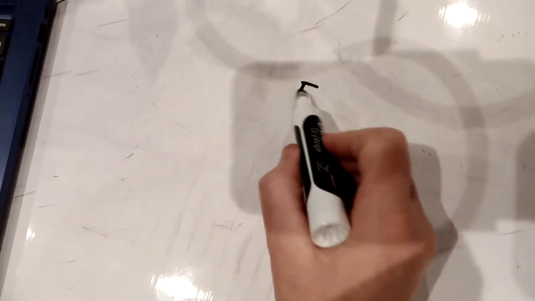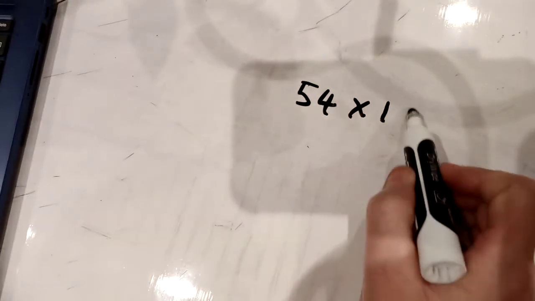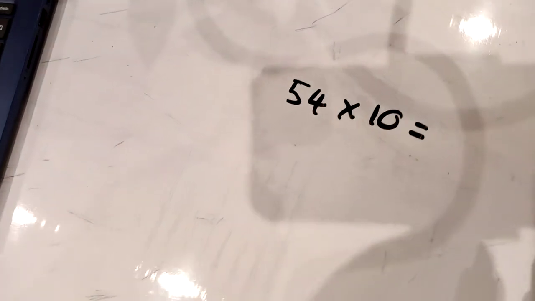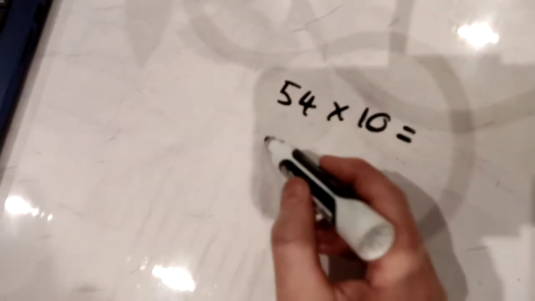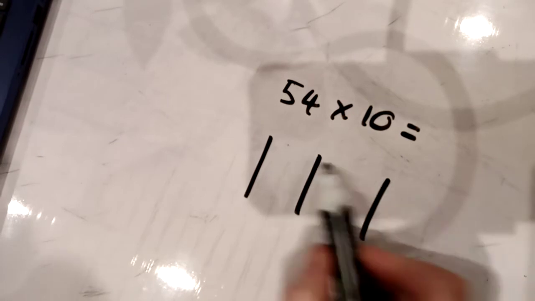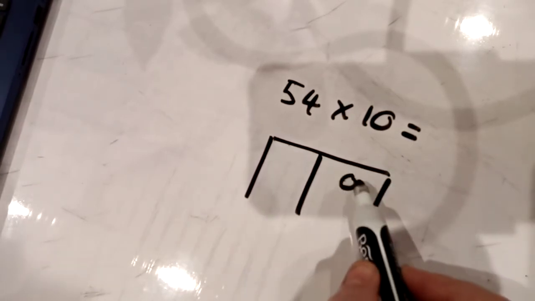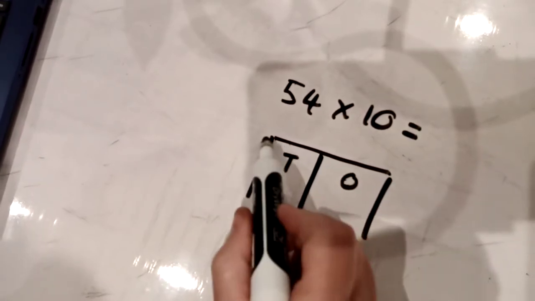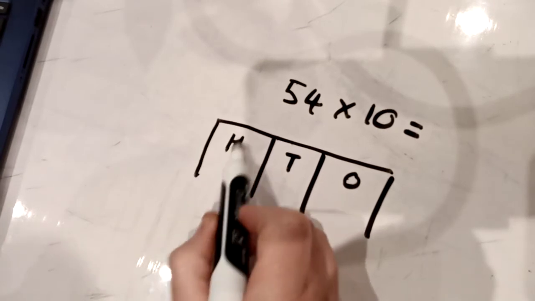Finally, on Clic 9, I'd like you to have a go at these. So we've got 54 times by 10 equals. To do this, you need a place value grid. So we need to do our ones, our tens, and our hundreds.